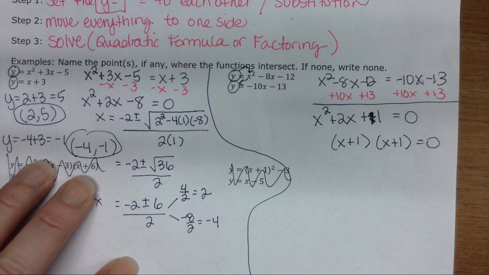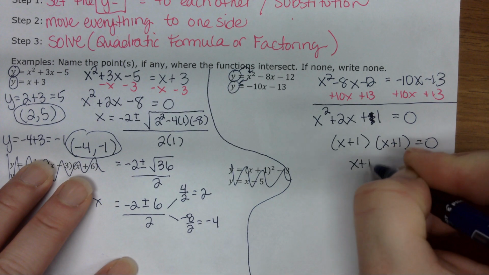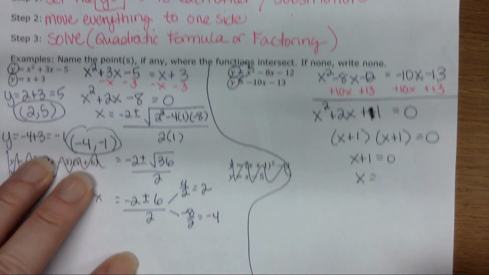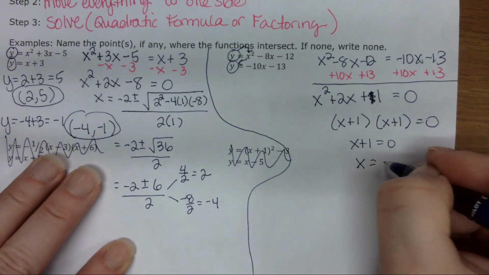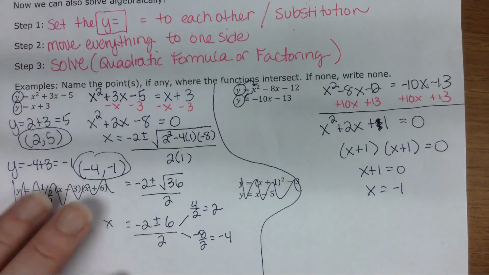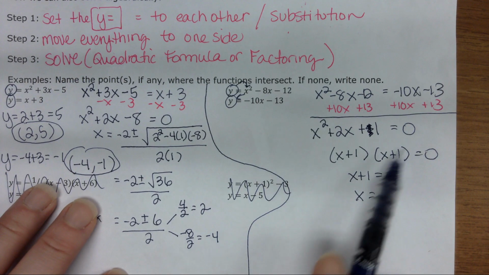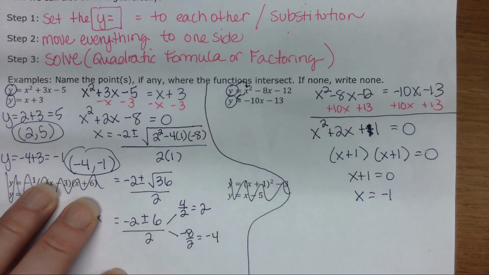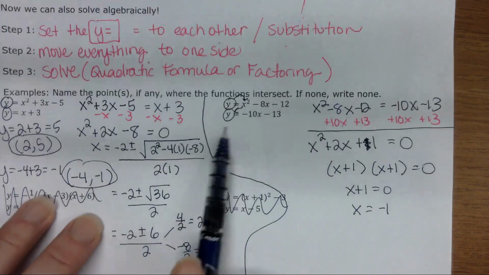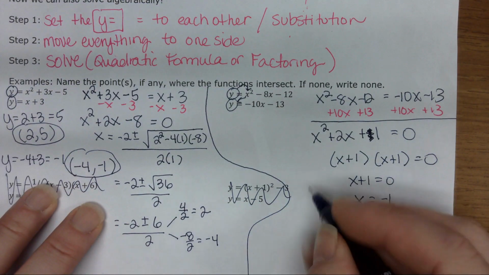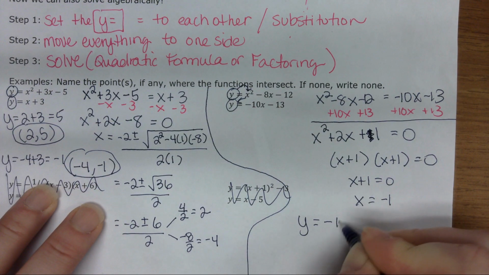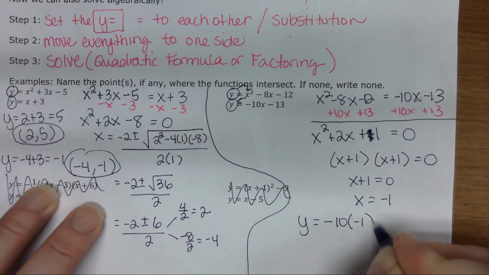We call this a double root because there's 2 of them. Set them equal to 0. What does x equal? -1. How many solutions does this have? 1, because we get the same number, okay? All right, let's plug it in. I always like to plug it into the line. It's a little bit easier to work with. We have -10 times -1 minus 13.